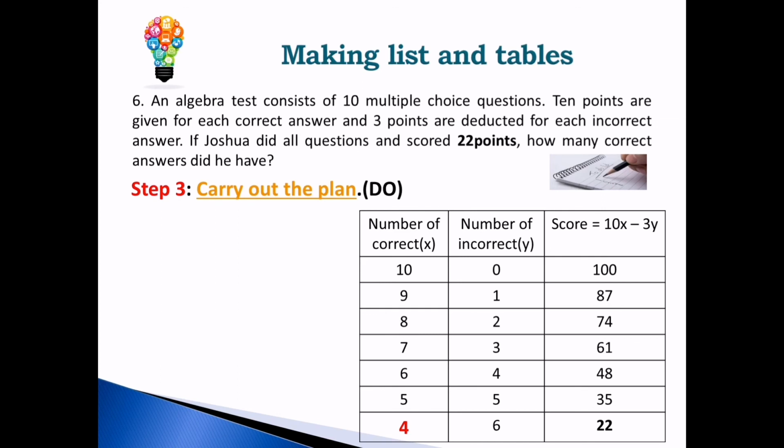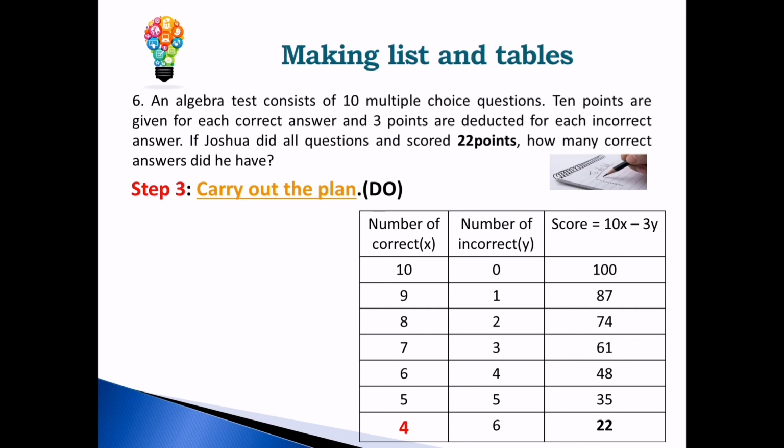So for us not to be misled about the order of the numbers, let us do it in descending order. Right after 7, it should be 6. If it is 7, then 3 would be the incorrect, so that it equals 10 items. Then if it is 6, you add 4 to make it 10. In order for you to get the score, simply substitute the values of x and y in the given equation. So 6 times 10 is 60, 4 times 3 is 12, and 60 minus 12 is 48.